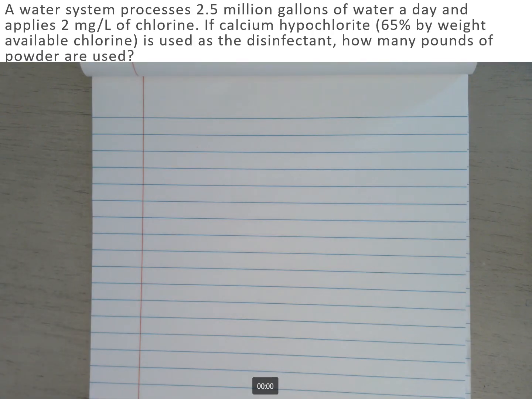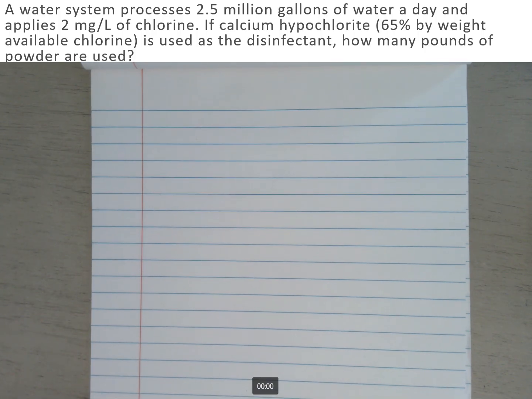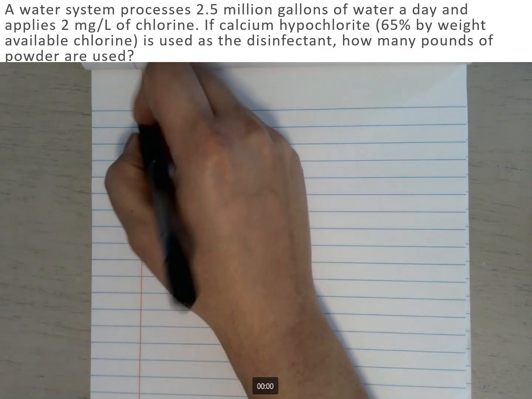In this next problem, we'll be looking at the application of chlorine through the chemical calcium hypochlorite, which is a powder or solid. The problem statement reads: a water system processes 2.5 million gallons of water a day and applies 2 milligrams per liter of chlorine as a concentration. If calcium hypochlorite, given 65% by weight available chlorine, is used as the disinfectant, how many pounds of powder are used? So we want to start off these dosage calculations always with step number 1, which is find your million pounds of water.